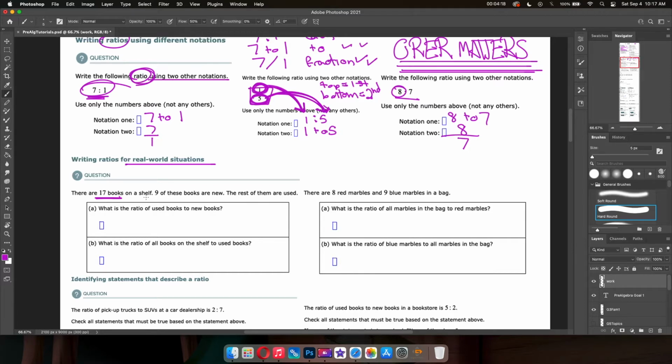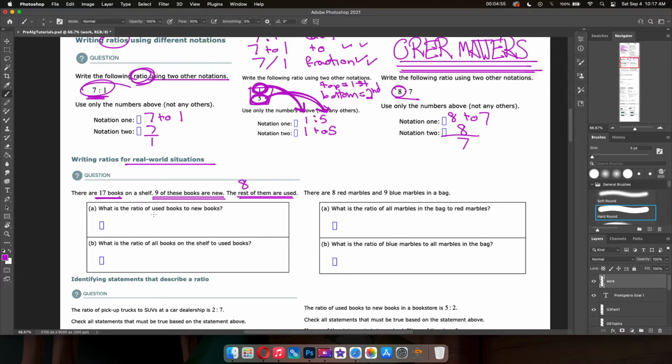Okay, so 17 books, 9 of these are new. Now, here's something the software does to trick you. It does technically say the rest of them are used, but they don't actually give you a number. Especially for my strugglers, I always recommend finding that number first. So very quickly, if there's 17 books total, 9 of them are new, so 17 minus 9, that means 8 of the books are used. So that way, depending on what they ask us down here, we have all of the information we need, and they're not trying to have a gotcha moment and say, ha ha ha.